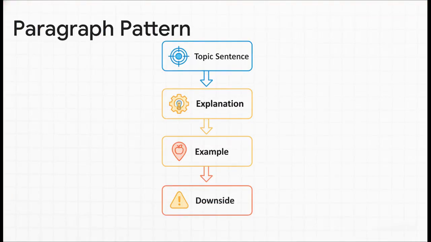Every strong body paragraph follows this exact internal pattern. First, you start with a topic sentence that clearly tells the reader what the paragraph is all about. Then, you provide an explanation to really develop that idea. Follow that up with a specific example, like a particular type of food or maybe a travel destination if that fits your prompt. Finally, introduce a downside using a linking word. By sticking to this pattern, every single idea gets fully developed, rather than just being dropped and abandoned halfway through.